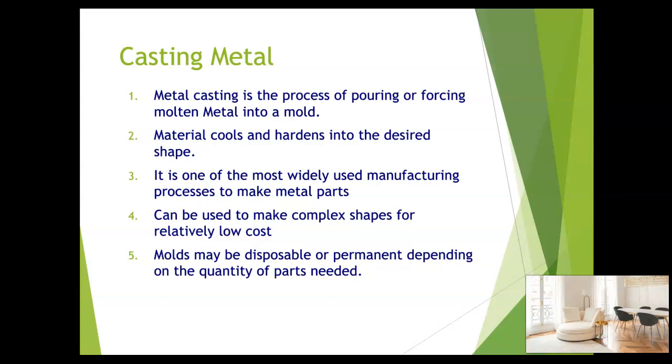All right, so let's get a little bit more into casting metal. Basically, when we're talking about metal casting, we are pouring molten metal into a mold of some sort. That material then cools and hardens into the desired shape. It is one of the most widely used manufacturing processes to make metal parts. It's very fast and efficient. It generally takes a while for us to get the molten metal, and this is kind of a continuous process too, because of the long times that it takes to fire up and get that metal to be molten.